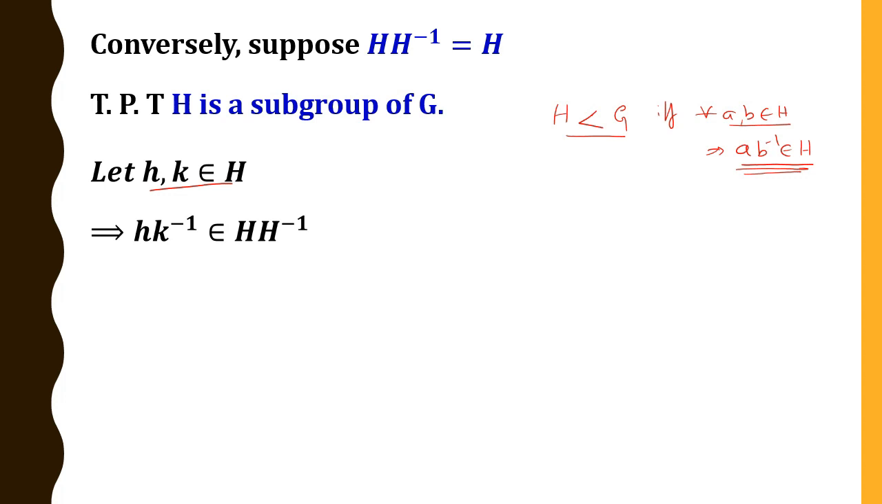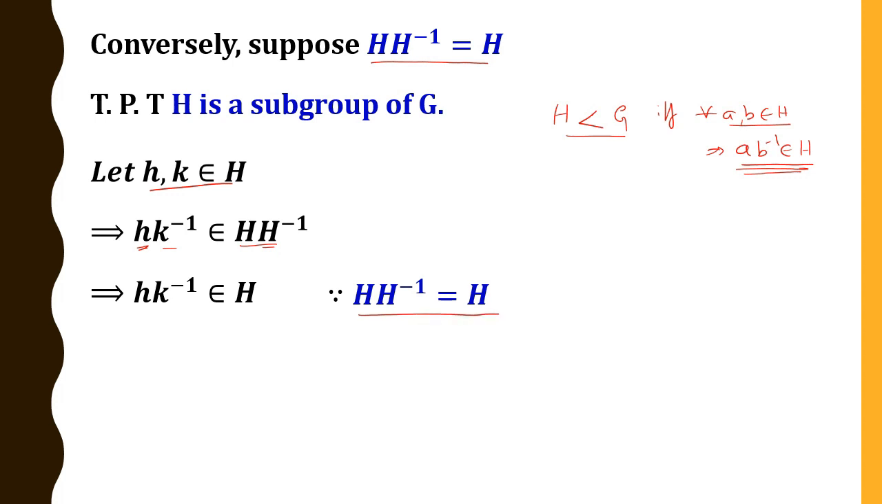Now H into K inverse belongs to H into H inverse. So H belongs to H, K inverse belongs to K inverse. Their product HK inverse belongs to HH inverse. Now this implies HK inverse belongs to H because we have assumed that HH inverse is equal to H. So HH inverse, since it is equal to H, therefore HK inverse belongs to H.